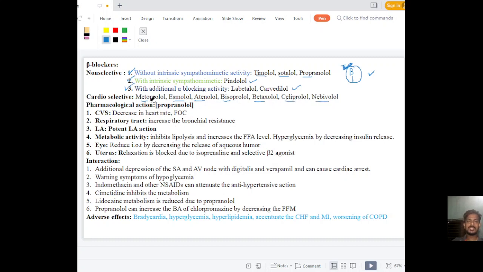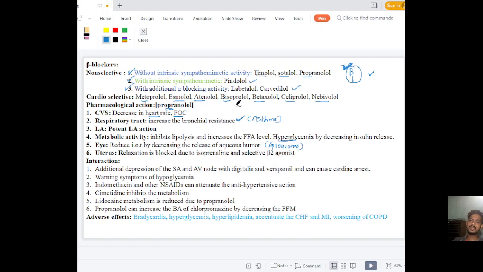If we talk about its pharmacological action, taking propranolol as an example: in the cardiovascular system, it decreases heart rate and force of contraction, as I discussed previously. In the respiratory tract, it increases bronchial resistance, which leads to development of asthma. It has potent local anesthetic activity. In metabolic activity, it inhibits lipolysis and increases free fatty acid level, so hyperglycemia is one of the causes. In the eye, it reduces intraocular tension, and that's why it is effective in glaucoma.